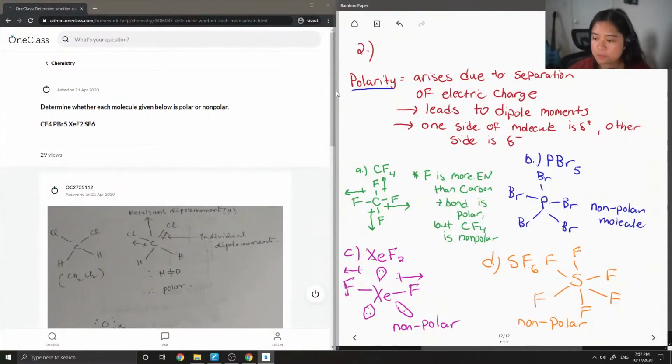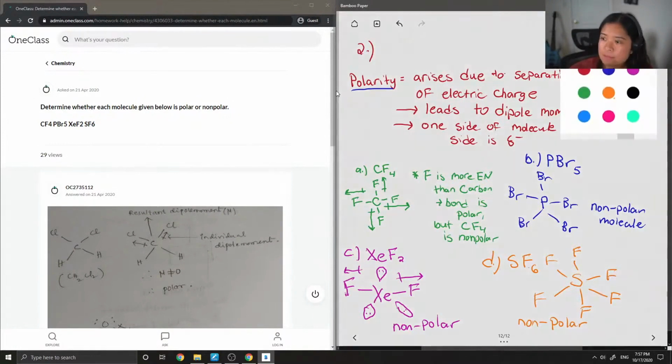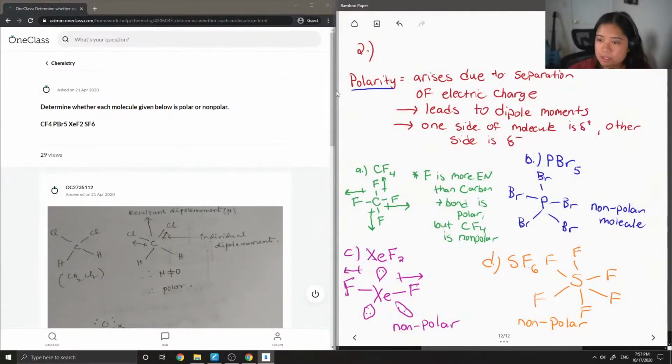So these are all examples of nonpolar molecules, but I guess I'll just show what a polar molecule would look like. So we can do everyone's favorite, which is water. So you have a more electronegative oxygen and lower electronegative hydrogens. So this side has a slightly positive charge, and the side with the oxygen, which is more electronegative, is partially negative. So this would be an example of a polar molecule.